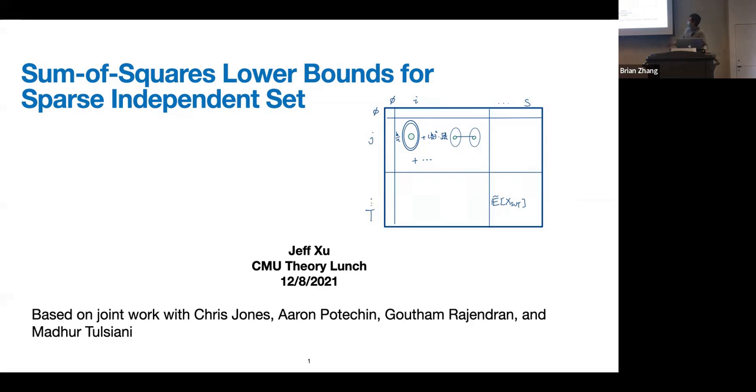I'm going to tell you about some recent work on sum of squares lower bounds for sparse random graphs. This is based on joint work with Chris, Aaron, and Gautam from U Chicago and Madhur at TTIC. And I hope at the end of this talk, this diagram is going to make sense. But yeah, let's get started.